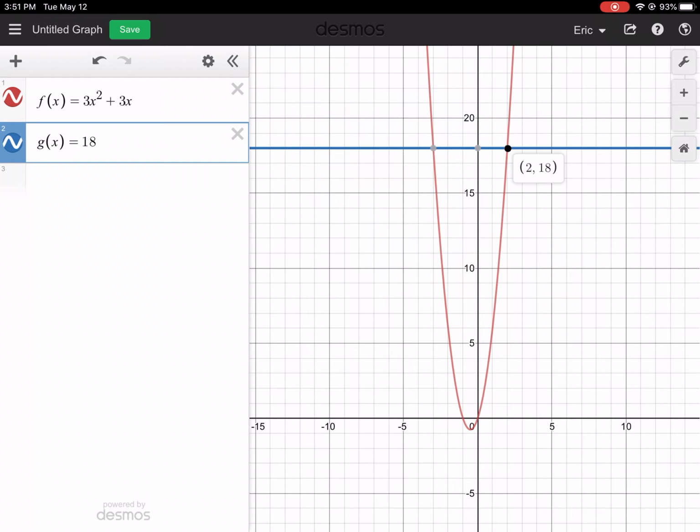And then all you're going to have to do is just type where they go. So we have x equals 2, and x equals negative 3. If you put the whole ordered pair in there, I'm fine with that, but just know that your x values are negative 3 and 2.